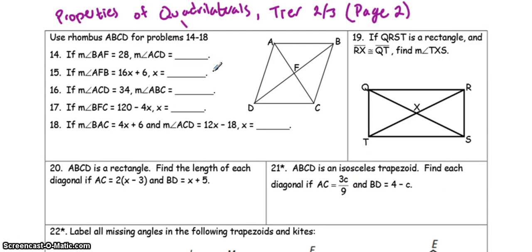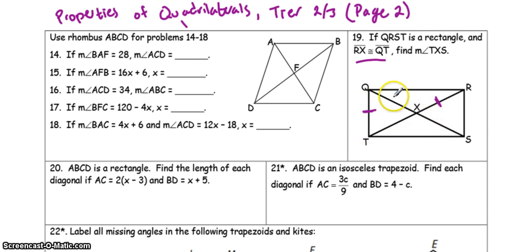Question 19. This is my favorite question in this entire packet. If QRST is a rectangle and RX is congruent to QT, find the measure of TXS. Now this looks a little more difficult because there are absolutely no numbers given. But let's start marking the diagram with the little information we are given and see if we can make something out of it. We know that RX is congruent to QT. That's what we know.